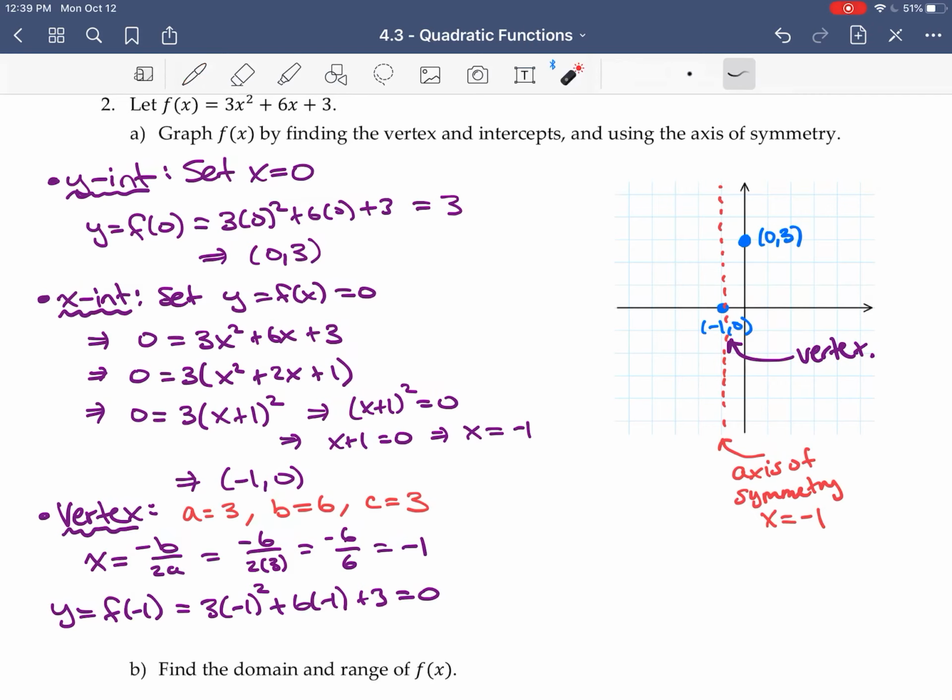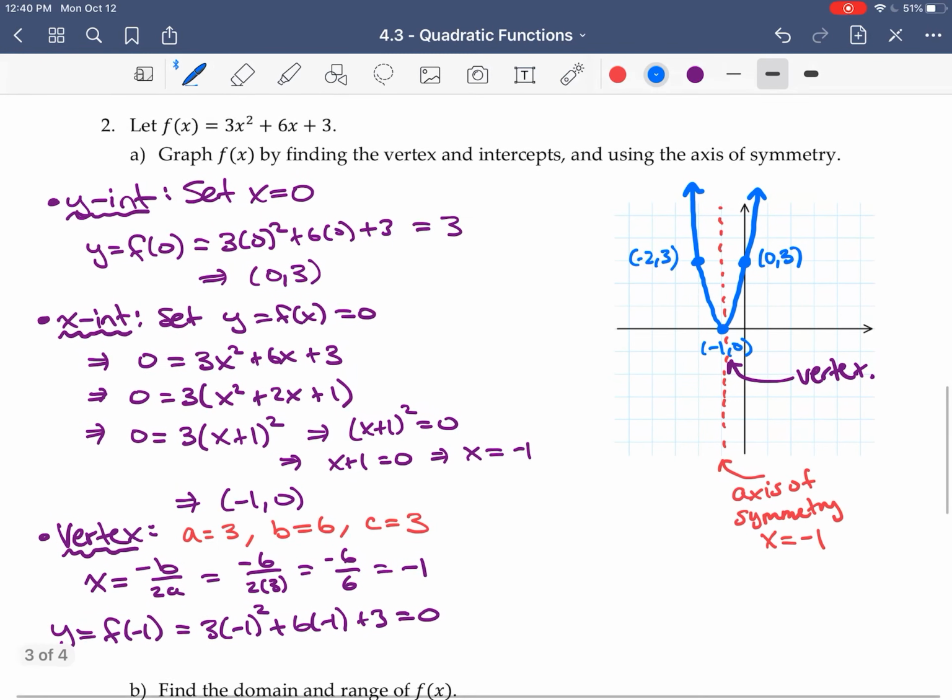Because that's the axis of symmetry, the graph has to be symmetrical about that line, which means there has to be another point at negative 2, 3. This is 1 away, so I need another one that's 1 away in the other direction, because it has to be symmetrical about this line. Now I know enough to graph my function. This is the vertex, and then it's a parabola, and it goes up through that point, and on the other side up through that point. So that would be the graph of my function, f of x is 3x squared plus 6x plus 3.